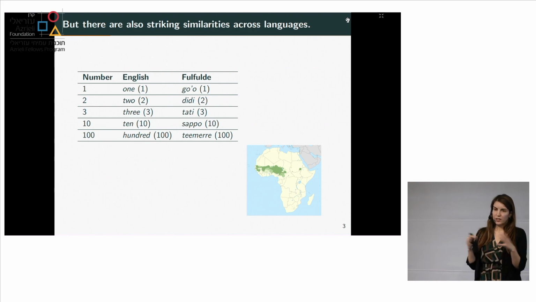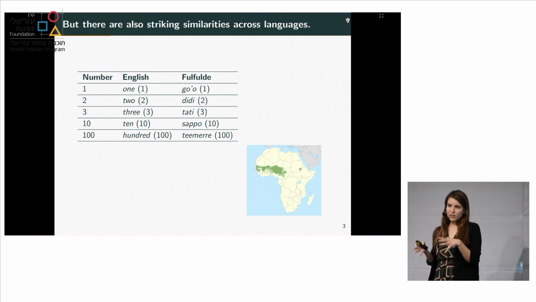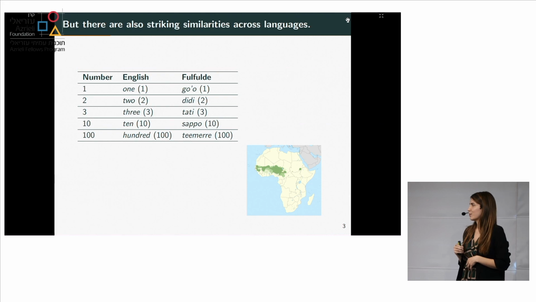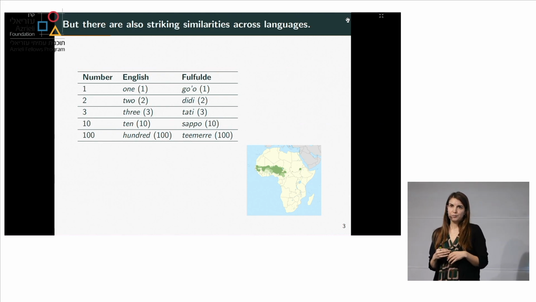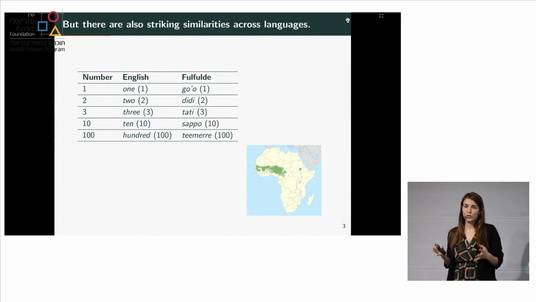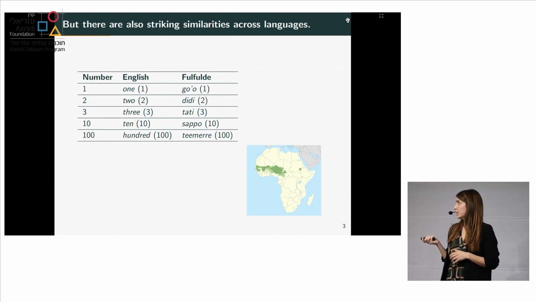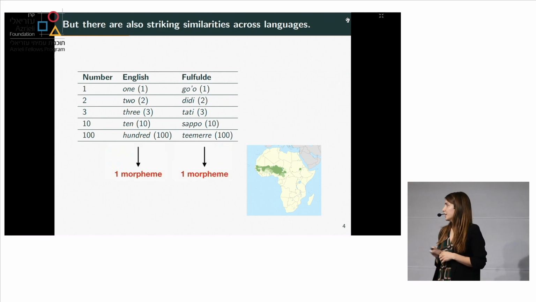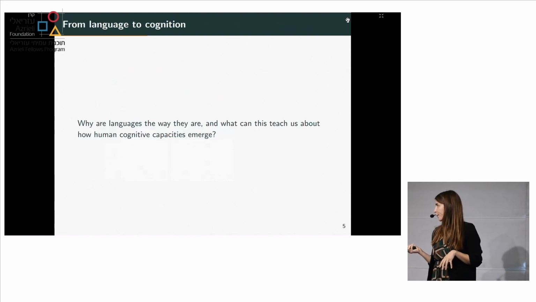Now, despite these immense differences among languages, there are also many interesting similarities. If we stick to the domain of which meanings are lexicalized in the semantic domain of number, many languages which are not historically or geographically related lexicalize numbers 1, 2, 3, 10, and 100. So in English, as in Fulfulde, these expressions have one morpheme, so they're lexicalized.